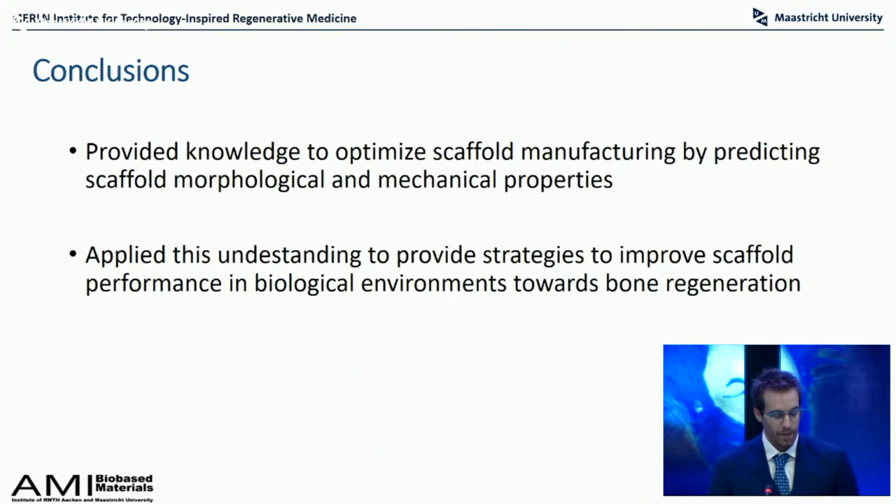In conclusion, in this thesis, we provided the knowledge to optimize scaffold manufacturing that could allow us to predict scaffold morphological and mechanical properties in order to avoid any time or material waste during processing, especially when working with expensive medical grades. Then we moved on applying this understanding to provide strategies to improve scaffold performance in biological environments, trying to keep the amount of steps needed as low as possible and favor upscaling.